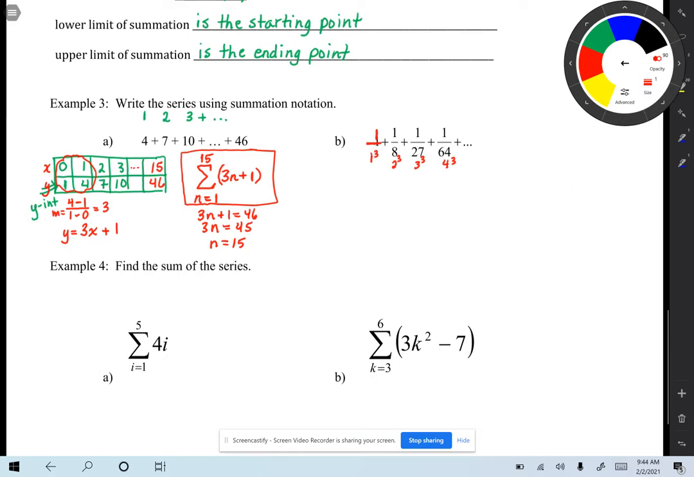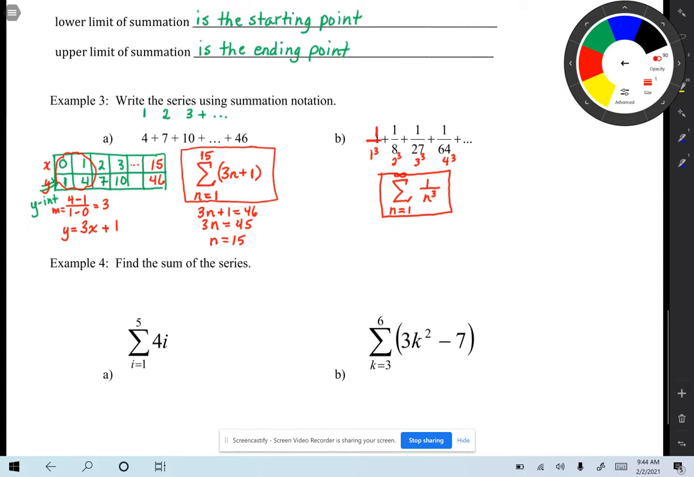And so we know our rule. Our rule goes to the right of the summation notation, and it's n equals 1 to infinity because there is no ending. Our rule is 1 over n to the third. Our next one would have been 1 over 5 to the third, and that would be 1 over 125. But we don't have to do that.